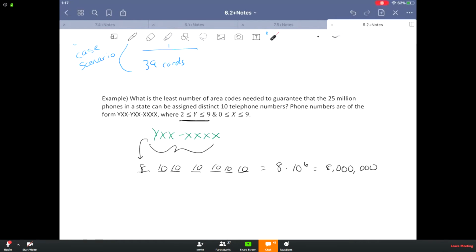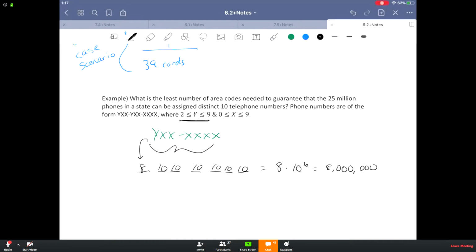But we had another Y in the form of the phone numbers. Yeah, those three numbers are the area code, so we're trying to see how many of those we need. So we're only looking at that set right there. Okay, I see. Yeah, cool. Got it. Thank you.